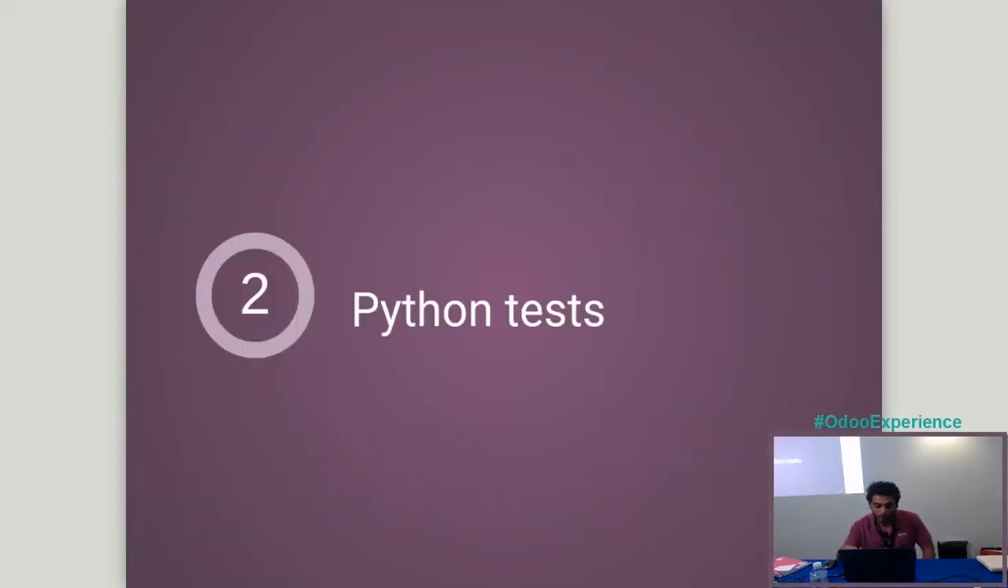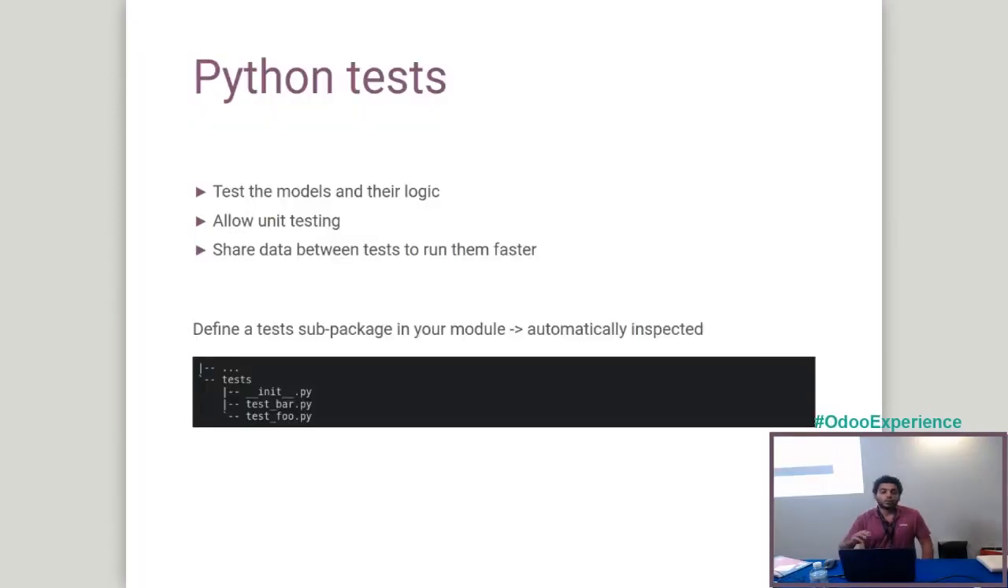So for the Python tests, what do they do? They test the models and their logic, so it's more the server side. The Python tests allow you to do unit testing. Since Odoo is modular, we need to test it piece by piece and not all of it, so you can test each module separately. Then there is a system that allows you to share data between your tests. This is great because it avoids creating a lot of entries in your database and creating the models and each record you want to test every time. So this allows you to run the tests faster.